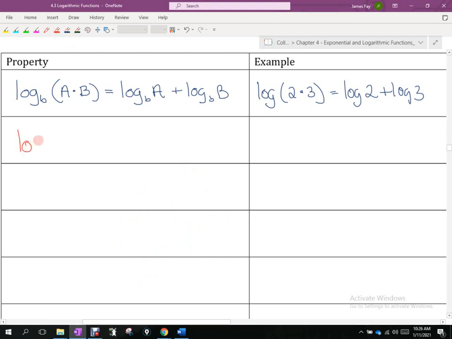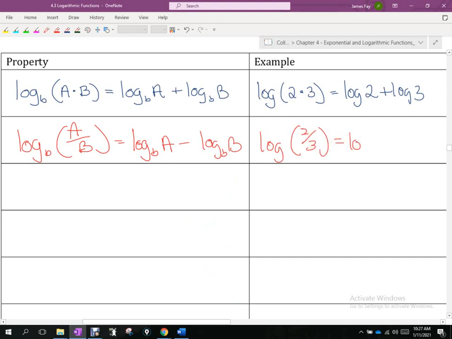The other one is log base b of a divided by b. You guys remember what that turns into? A minus b, like that. So then, an example of that would be log of 2/3 is equal to log of 2 minus log of 3. If you want to evaluate that on your calculator, you can see if that is true. In that top one, multiplication and addition go together, right? The bottom one, subtraction and division go together.